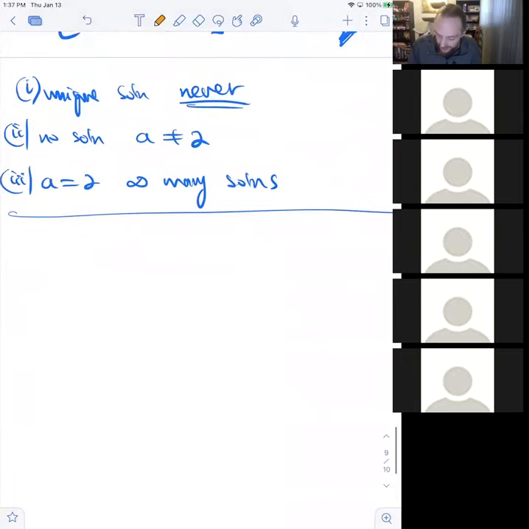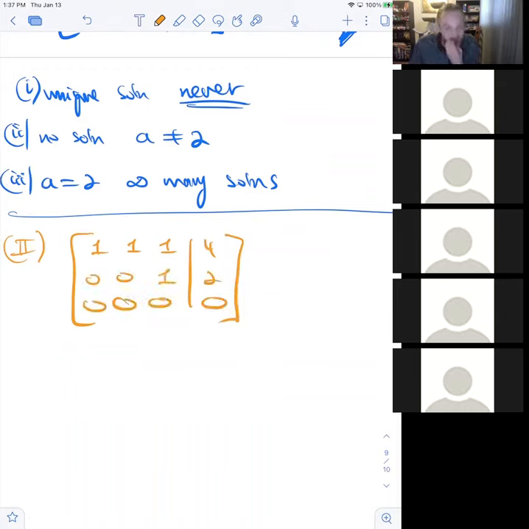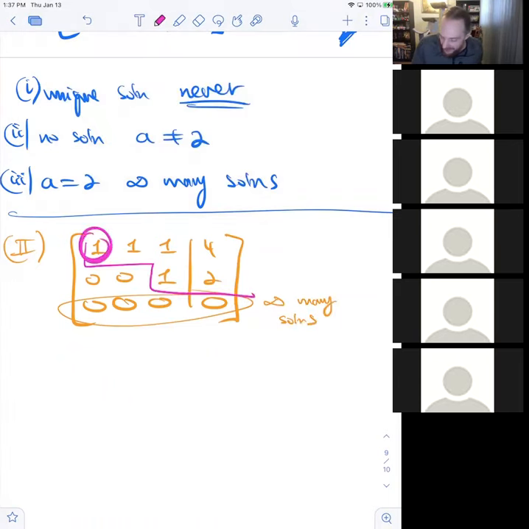And then we can look at what the solution is. If I have 2, 1, 1, 4, and then I have 0, 0, 1, 2, and then I have a row of zeros. This row of zeros tells me immediately I have infinitely many solutions. Again, do I have a staircase? Yes, I do. Which have leading entries, these guys.